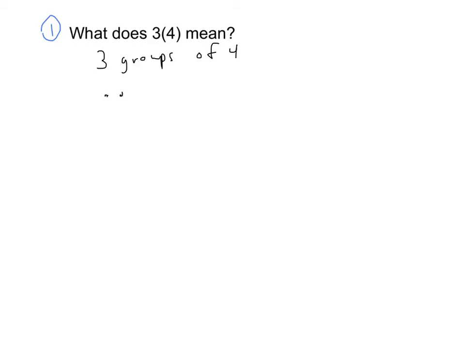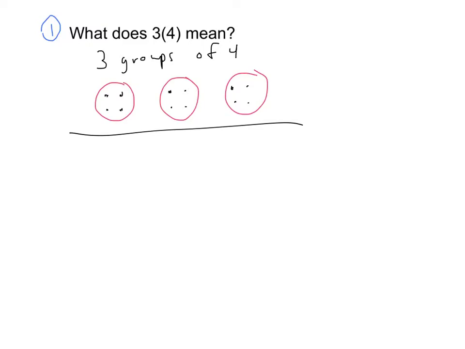Here's the first group of 4, here's the second group of 4, and here's the third group of 4, right? Which adds up to 12 total little dots there. Okay? So 3 groups of 4 could be represented like that. Right? So this is going to be useful. So get used to this idea, right?